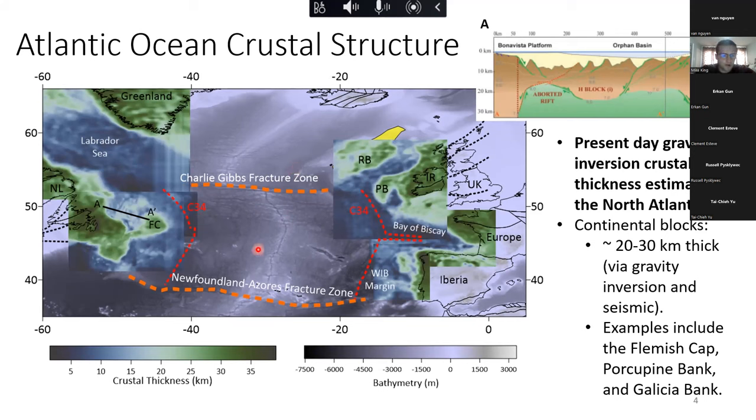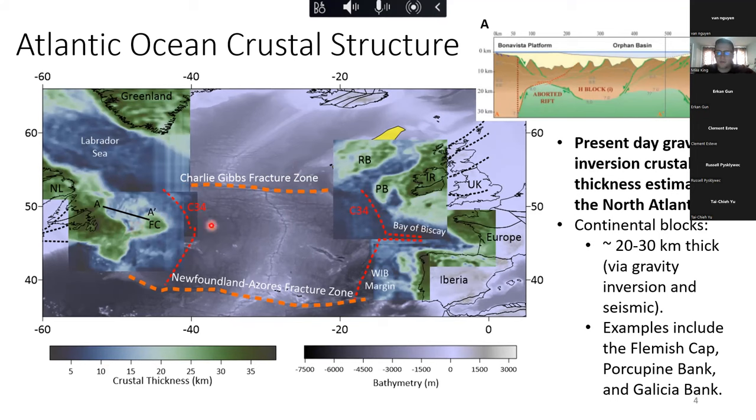Just to note the color bar here: the blues represent areas of relatively thinner crust, and the greens represent areas of relatively thicker crust. For example, if you look at the Newfoundland margin, shown on the western side of the Atlantic here, we can see that the Flemish Cap stands up fairly well as a continental block right here, ranging in thickness from about 25 to 30 kilometers.